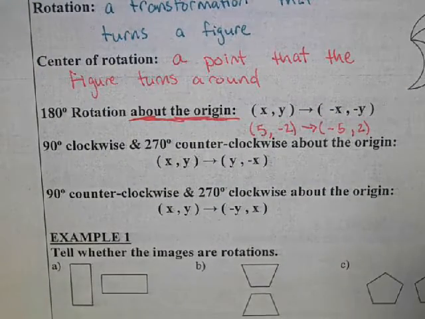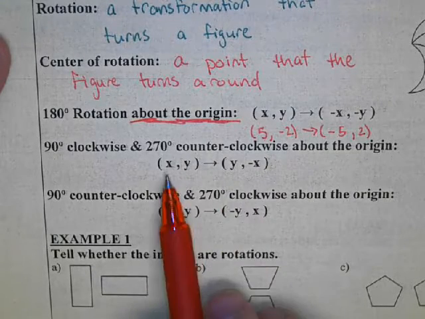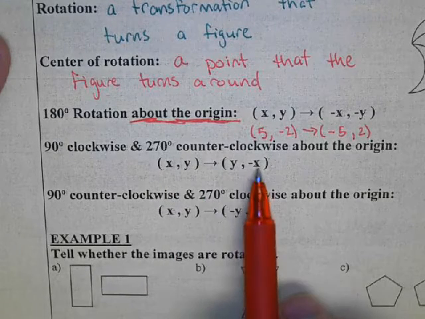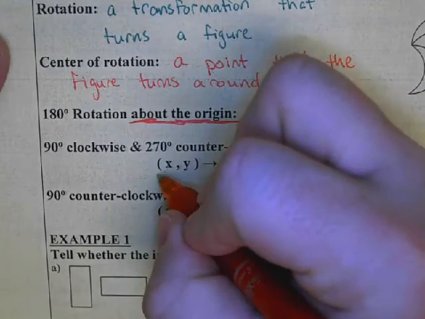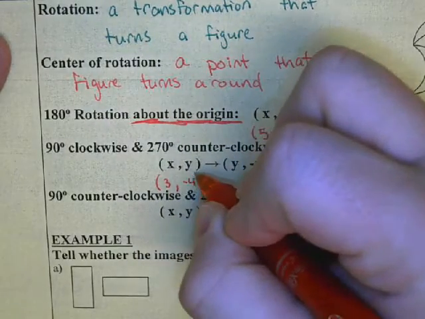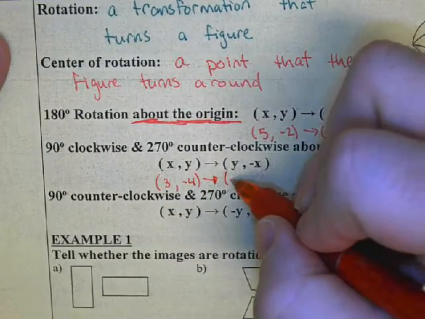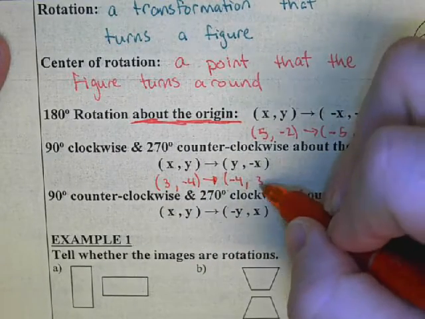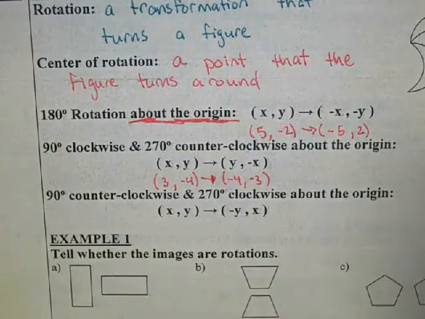rotation. And what happens here is our x, y switch places. The x switches places with the y, and the x becomes its opposite, now in a y position. So what that would look like is, say I had 3 comma negative 4. Well, that would turn into, I'm going to switch their places, negative 4 comma 3, and then the x becomes its opposite, so it becomes negative 4, negative 3.